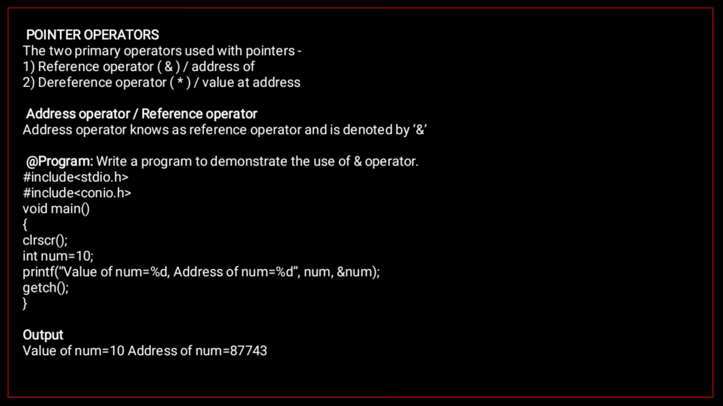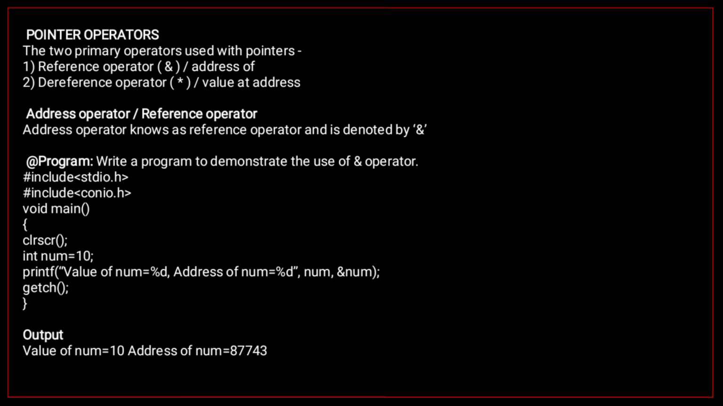First we include two header files, stdio.h and conio.h. Then we write a main function, void main. Then we use the clrscr function to clear the screen. Then we define a variable num, and we initialize 10 into this variable. Then in this example, we show how to use the ampersand operator. Now in the printf, we use ampersand num. Ampersand num means that it displays the address of the num variable.